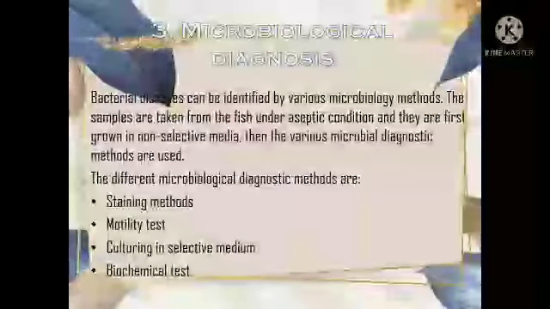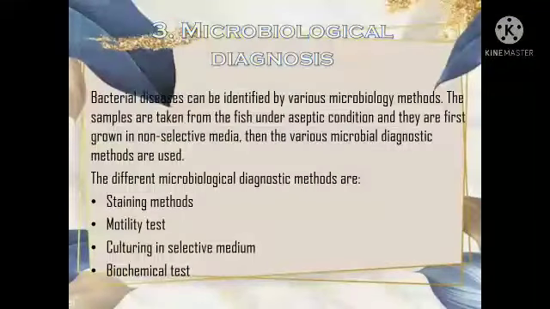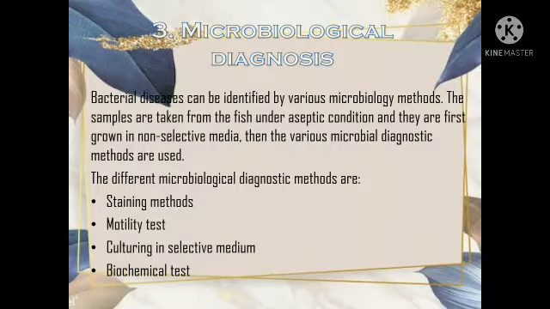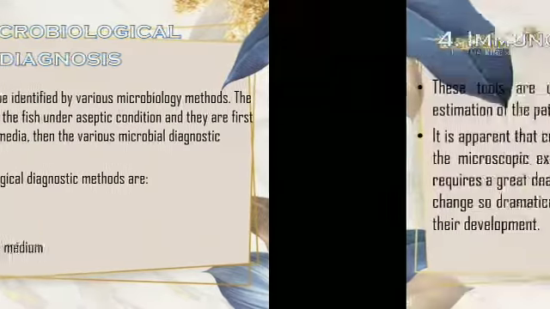Bacterial diseases can be identified by various microbiology methods. The samples are taken from the fish under aseptic condition, and they are first grown in unselective media. Then the various microbial diagnostic methods are used. The different microbiological diagnostic methods are staining methods, motility tests, culturing in selective medium, and biochemical tests.